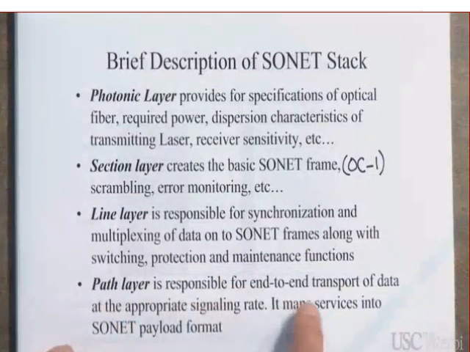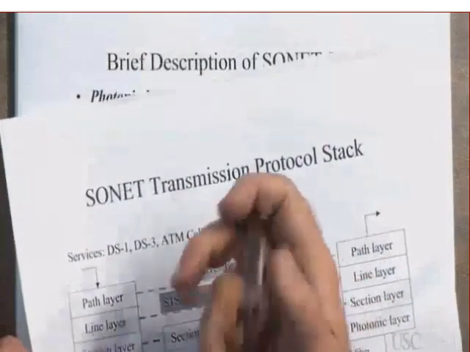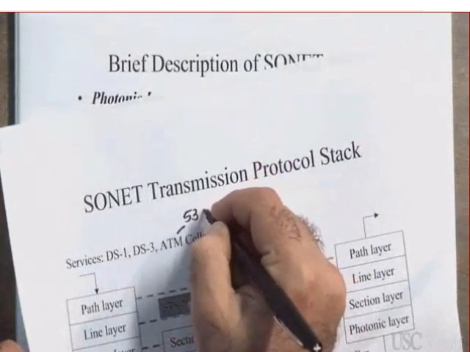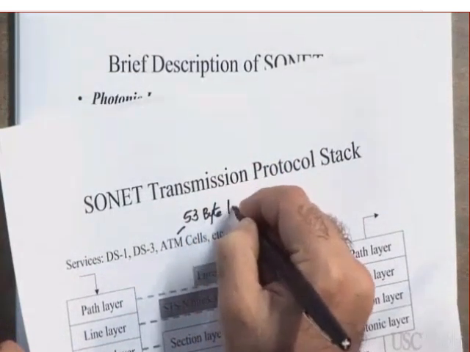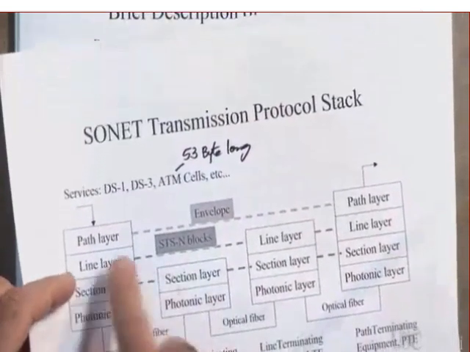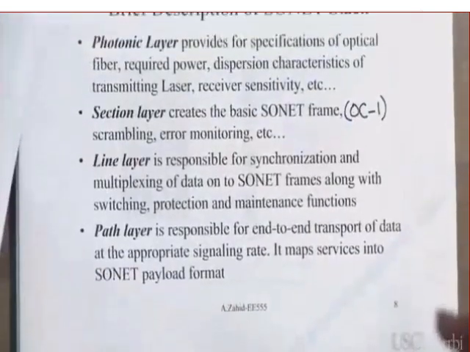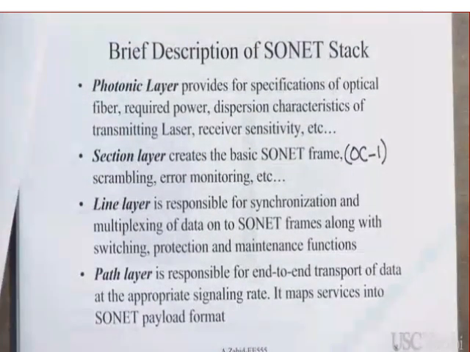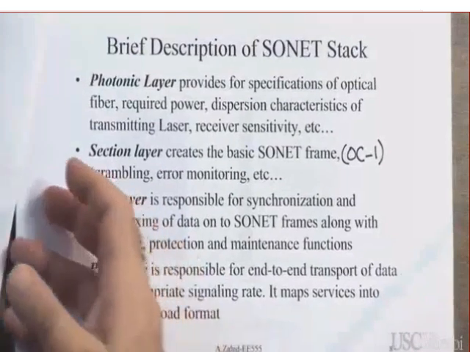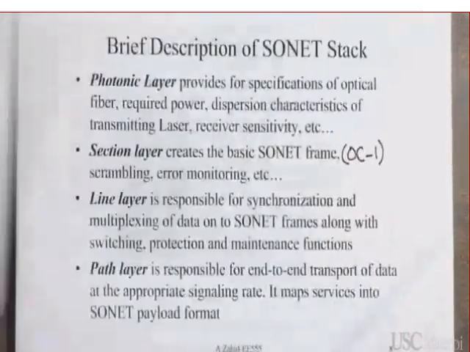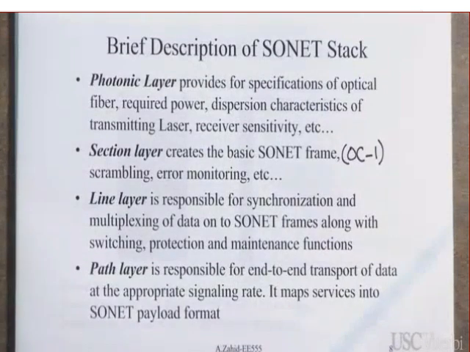The path layer is responsible for end-to-end transport of data at the appropriate signaling rate. It maps services into the SONET payload frame or format. For example, ATM cells, every one of them is 53 bytes long. What does the path layer do? It takes all of these 53 byte ATM cells and maps them into a format that can be supported by the SONET frame, which I'll show you in just a second. Clear so far? Okay, good.